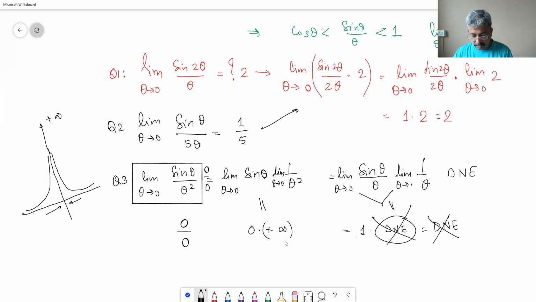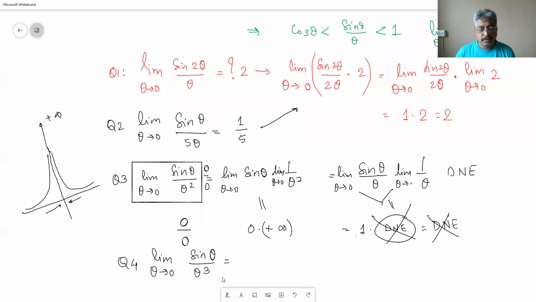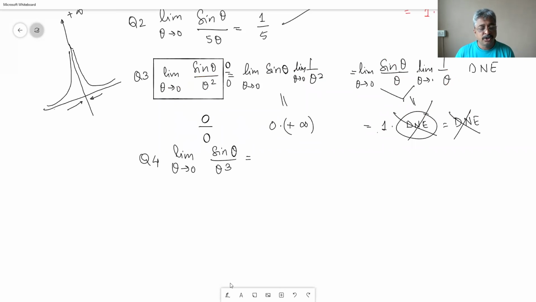Okay, so question 4, limit as theta tends to 0, sine theta upon theta cube is equal to... Try and tell. Okay, so answer for 4, how would we like to split it now?